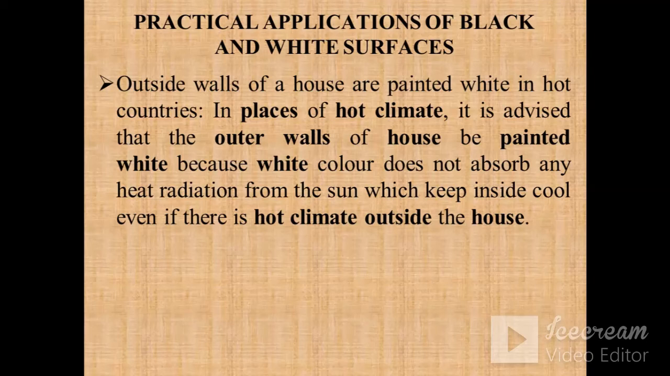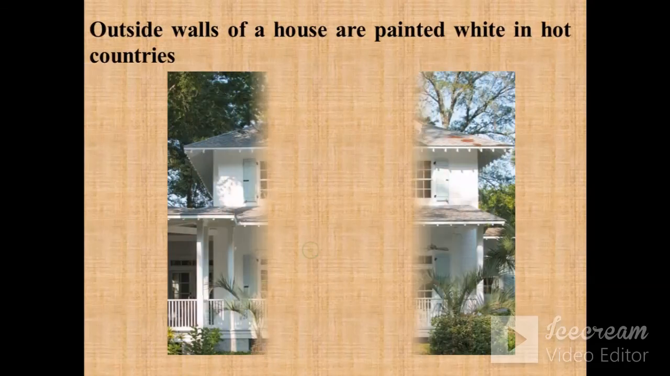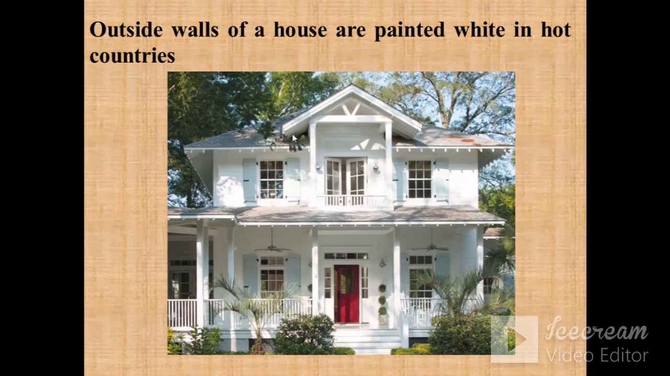Then in hot countries, the outside walls of houses are painted white. Why? Because white color does not absorb any heat radiation from the sun, which keeps the inside cool even if there is a hot climate outside the house. So these walls are painted white because they are not good absorbers of heat. So the inside surface of the house remains cool in comparison to the outside surface.